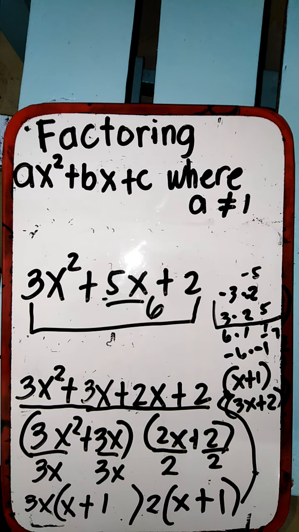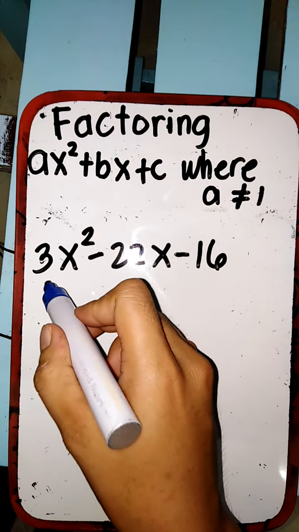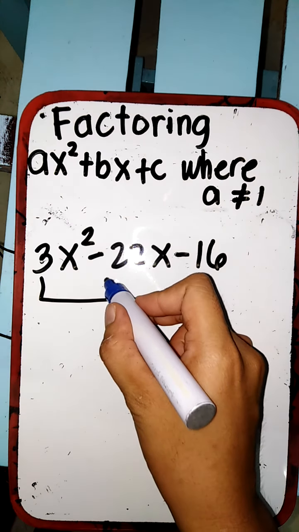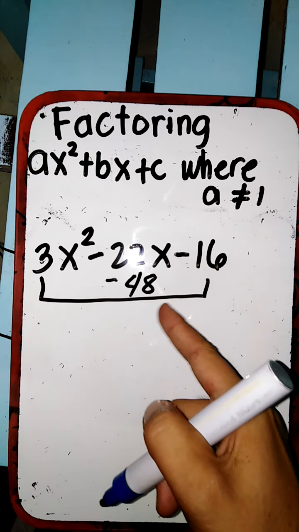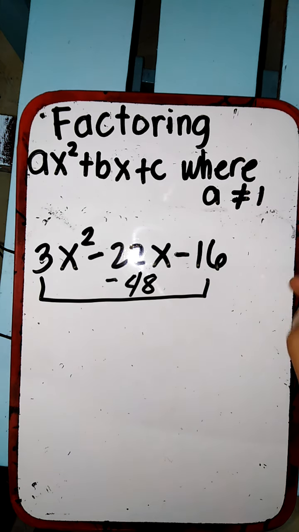Okay, another example. Okay, last example, we have 3x squared minus 22x minus 16. First, we are going to find the product of 3 and negative 16. We have negative 48, right? Then, let's find the factors of negative 48 whose sum is negative 22.